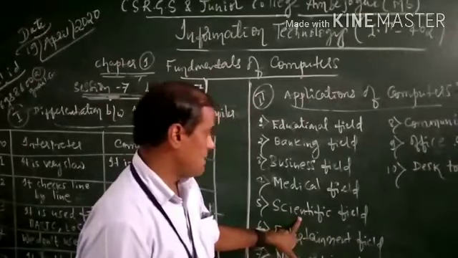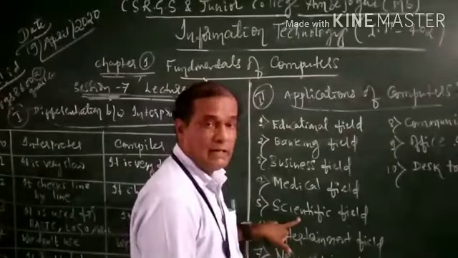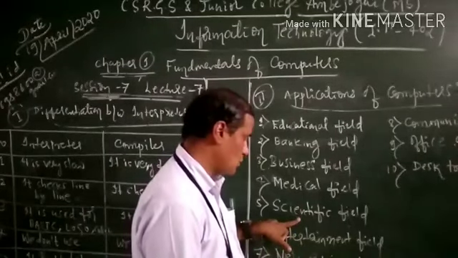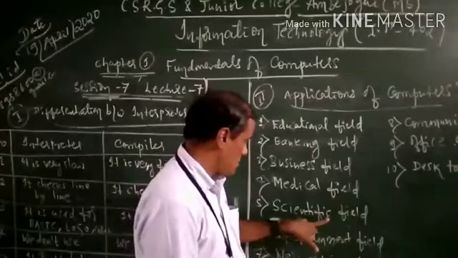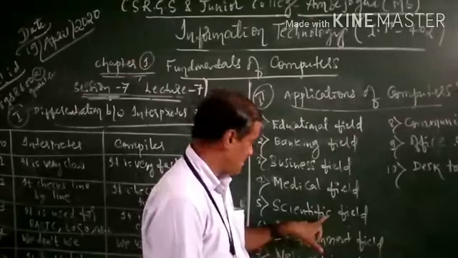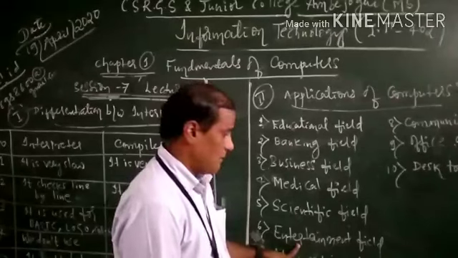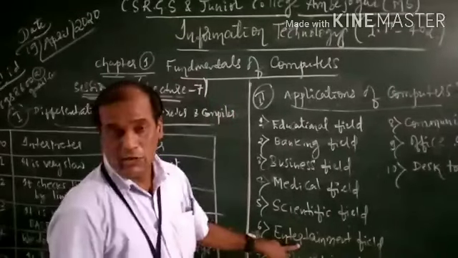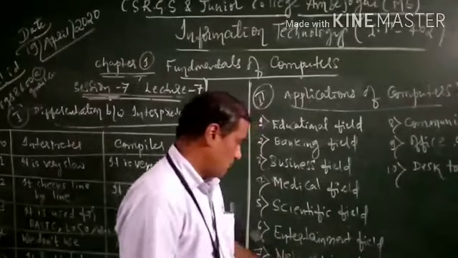Nowadays we can see that corona patients are dealt with by robots. That is the scientific field again. The doctors cannot touch the patients, but the computer can touch in the form of a robot, artificial intelligence or robotics. Entertainment field: because of the computer we can see and listen to songs, we can play movies. Networking field.